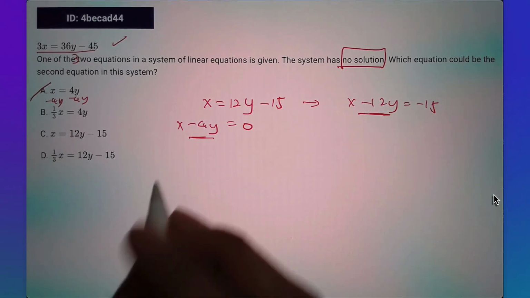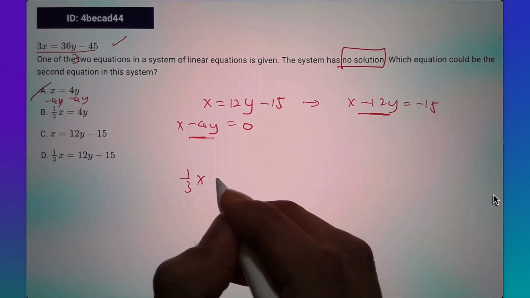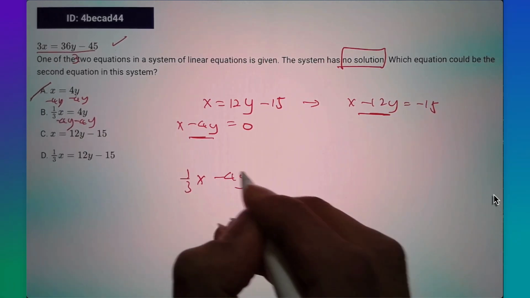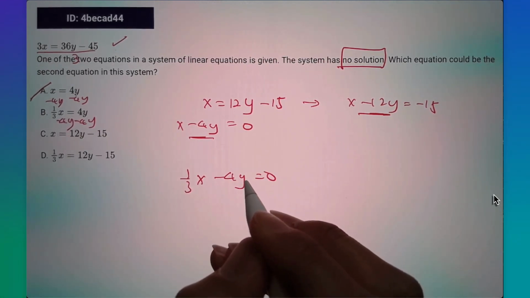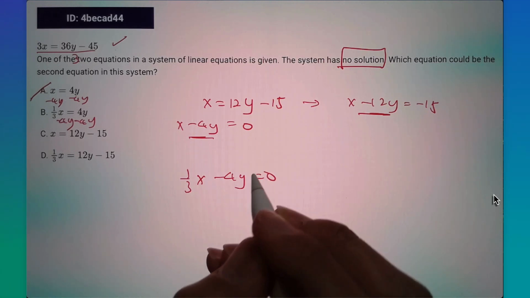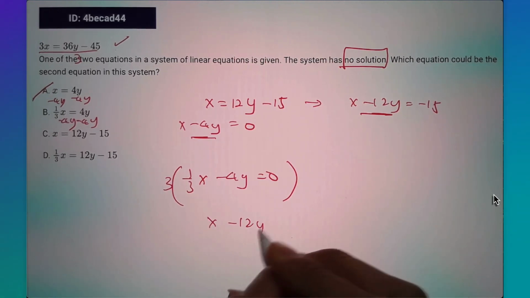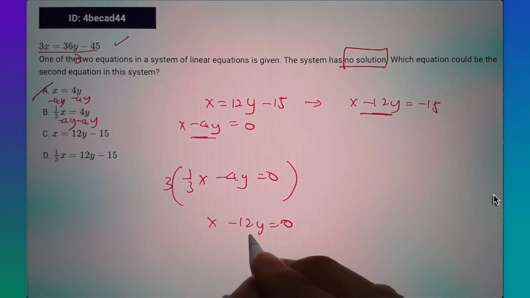Choice B, we have 1/3 x minus 12y... I mean, 1/3 x minus 4y, and I just subtract 4y just like in choice A. I'm going to get 0. So if you now multiply this equation by 3, you get x minus 12y equals 0, and this works.